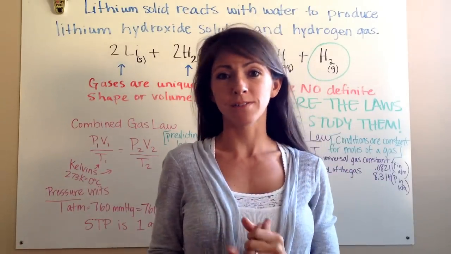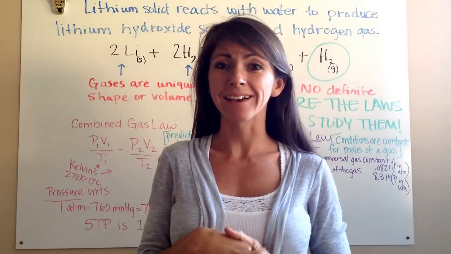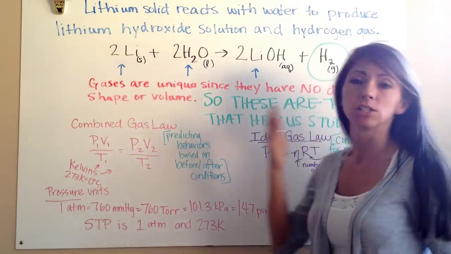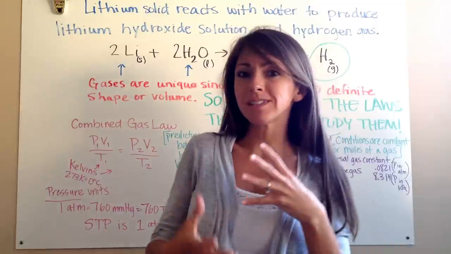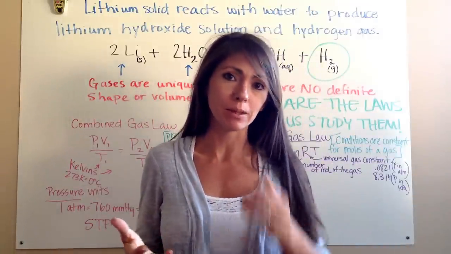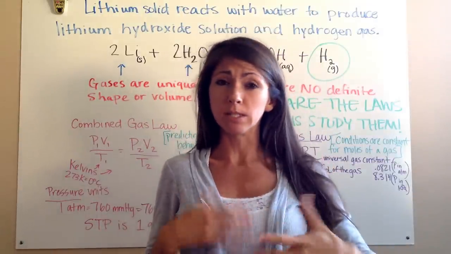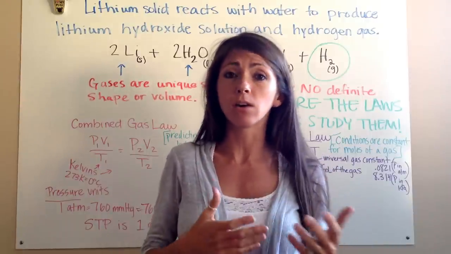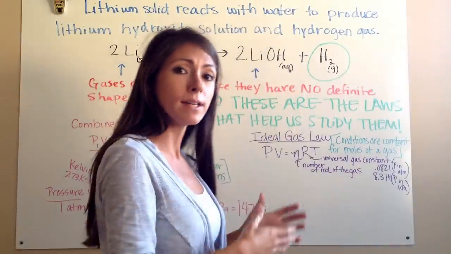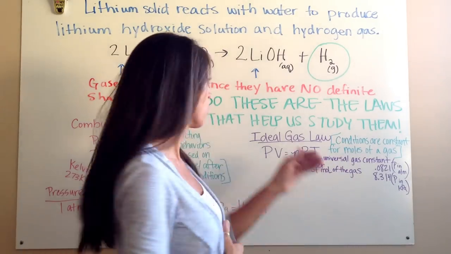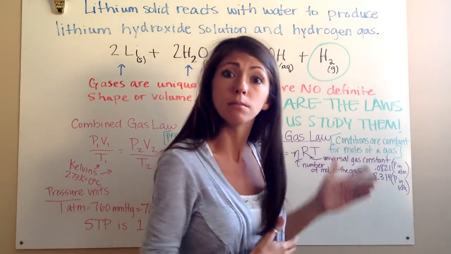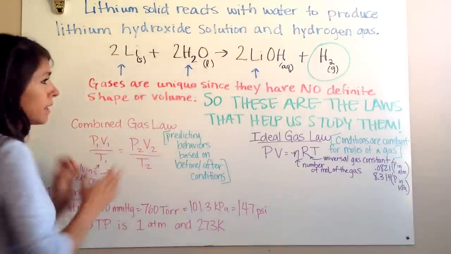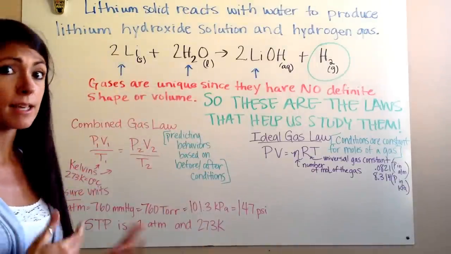You will recall in this reaction that we actually produced a gas. Gases are unique since they have no definite shape or volume. So in order to study them, we have gas laws in place that allow us to predict what can happen or what changes will occur in variables. And we can also figure out what sort of conditions are present for a particular amount of a gas in moles. So each one of these laws, there's the ideal gas law and the combined gas law. They are here to help us study gases.